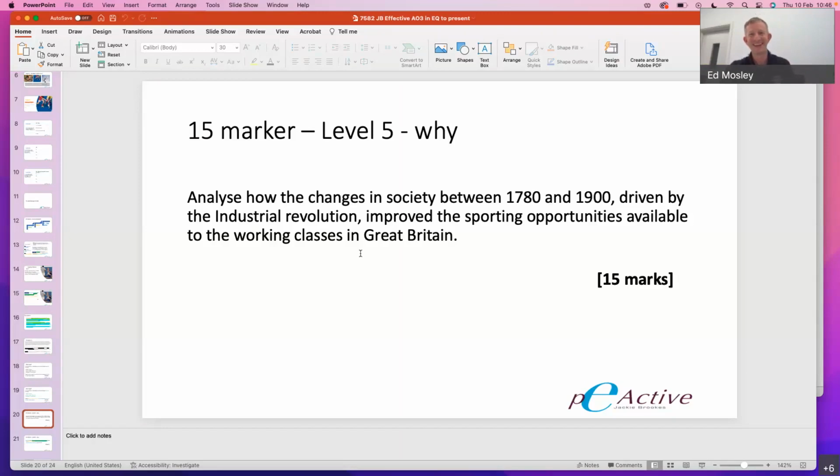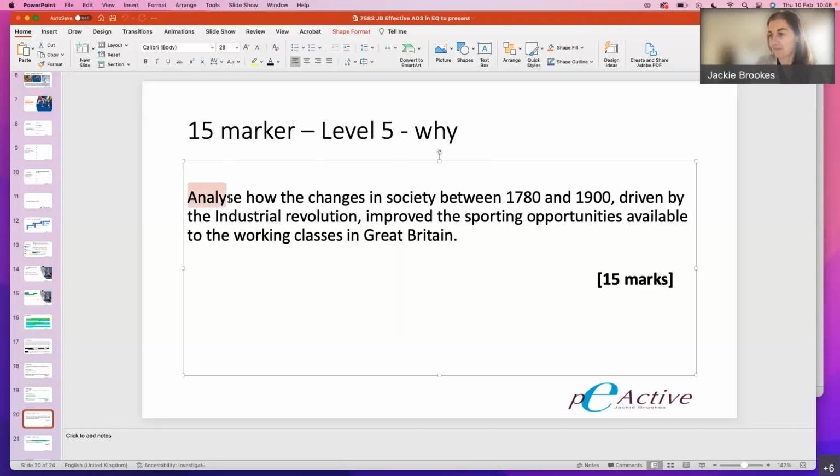Okay, box the command. Underline topic / knowledge. So it's going to be.